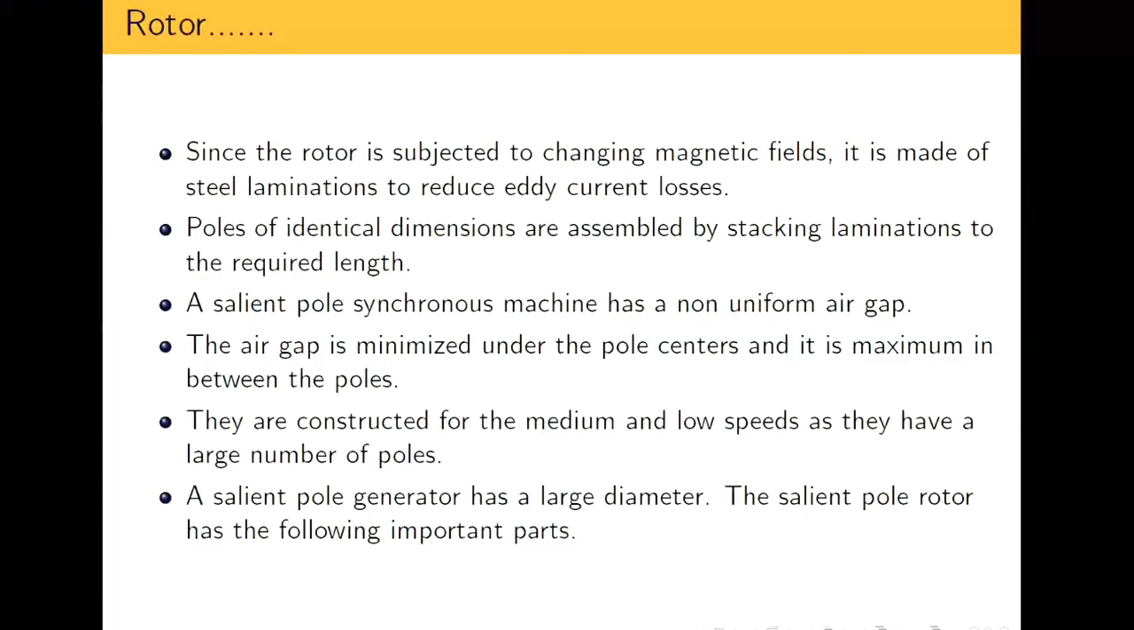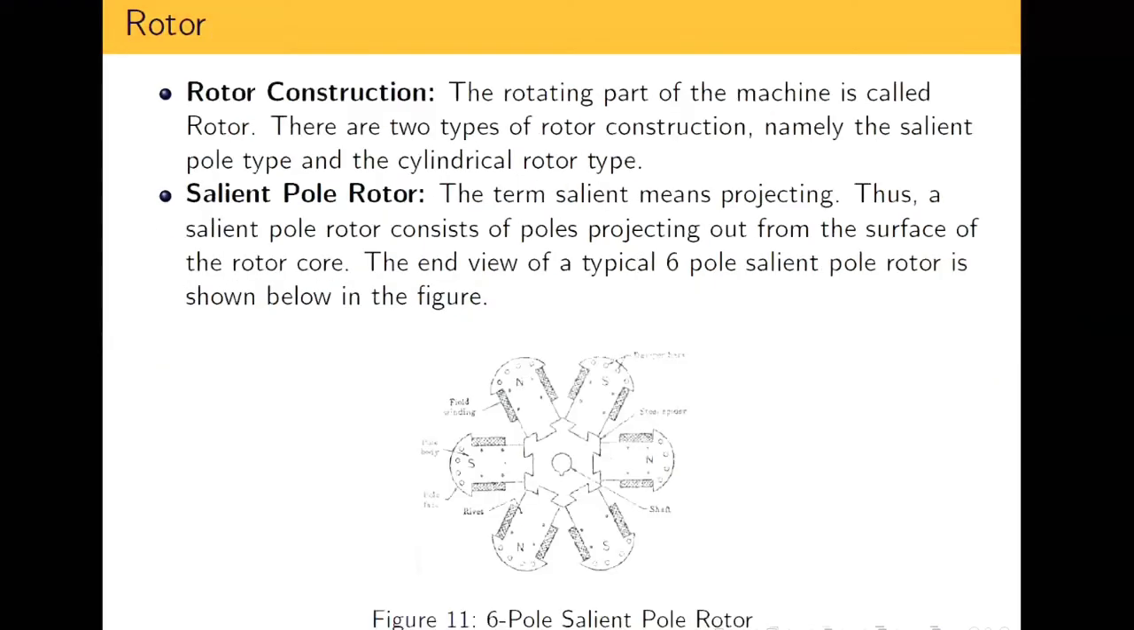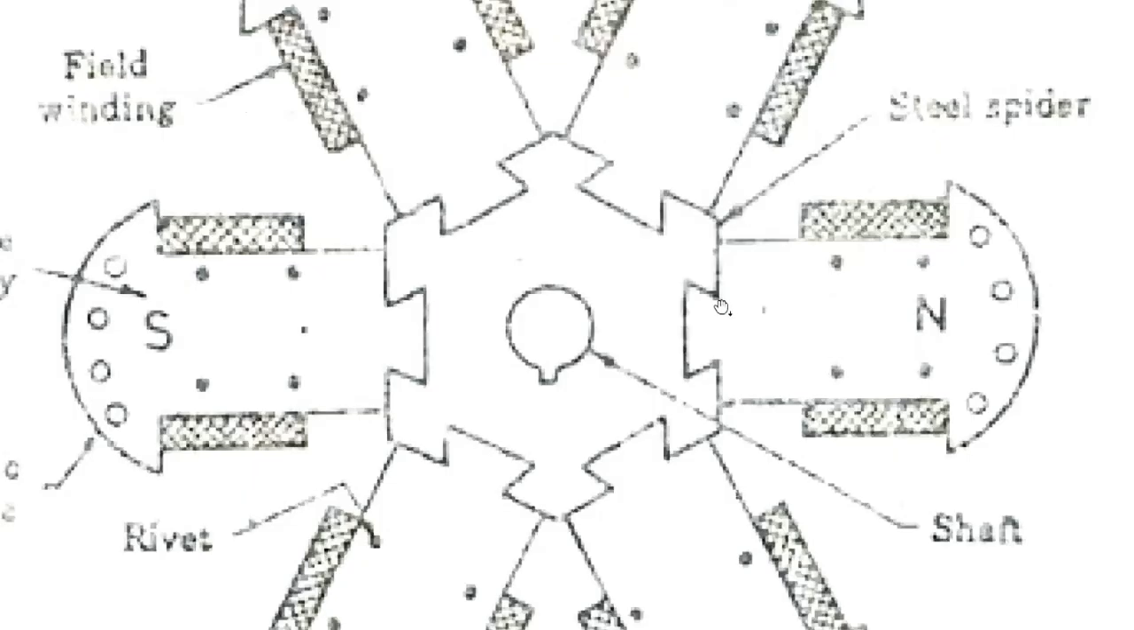Right, it has the following important parts. So this rotor has a few more important parts here. One is the spider. You can see, this is the spider. A steel spider. This is the rotor, right? These are the rotor poles, and in between you have this steel spider. In between any two poles you can see the spider.